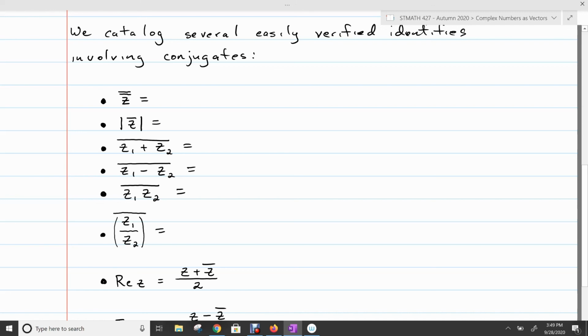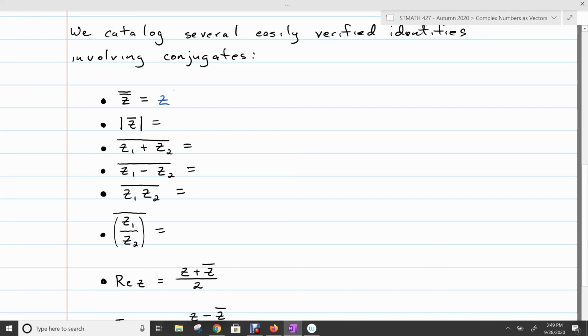And most of them are completely trivial to verify. The first property says when you take the conjugate of z, you just get back z, because all you're doing is negating the imaginary part twice. And so when you do two negatives, you get a positive, right?